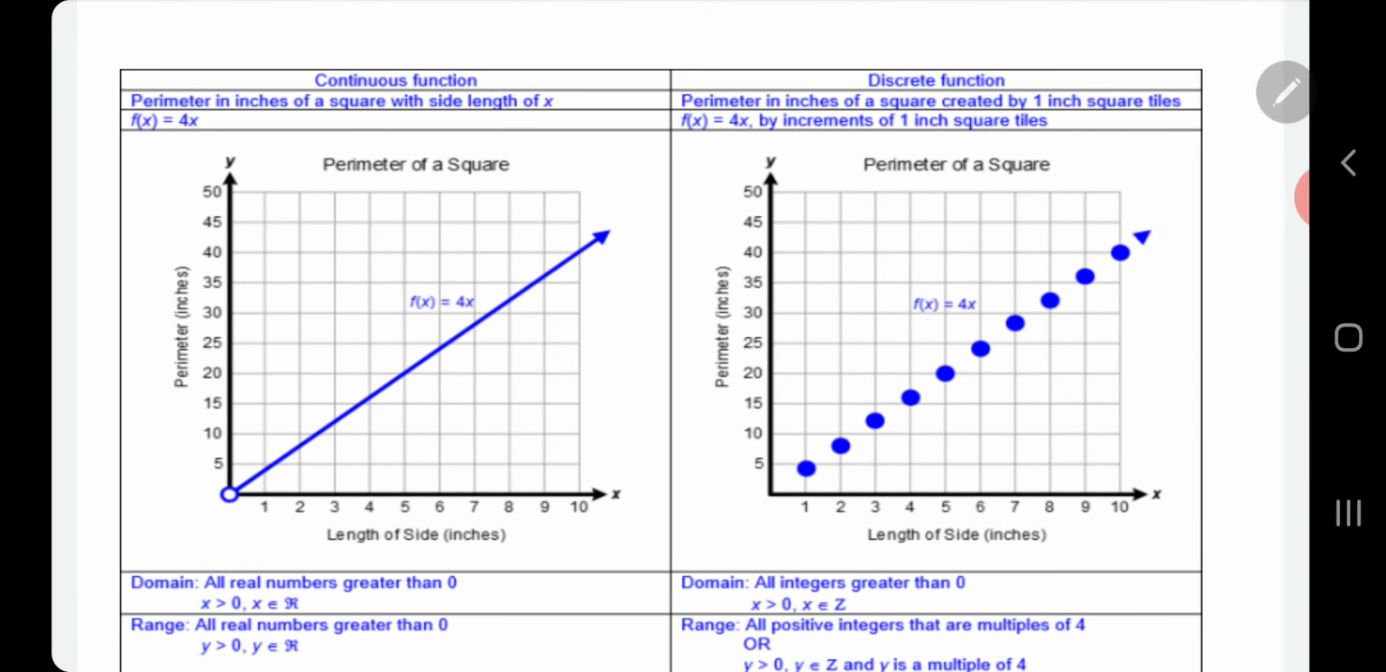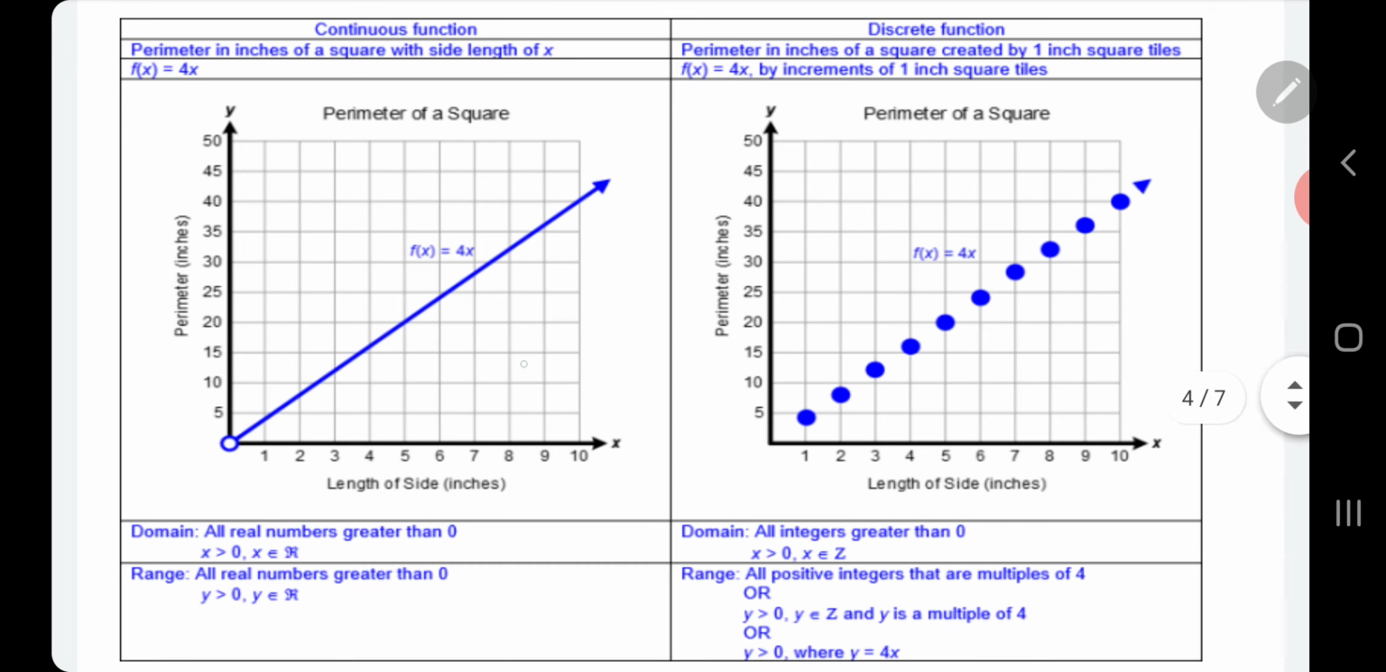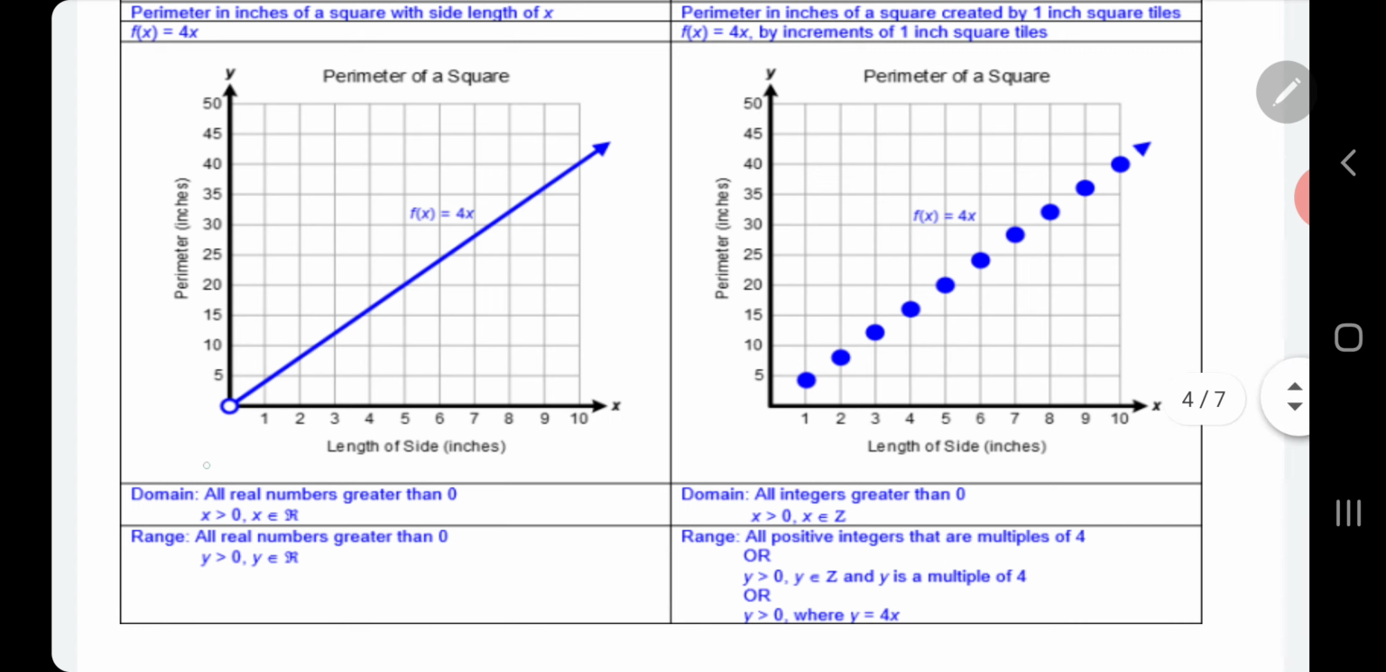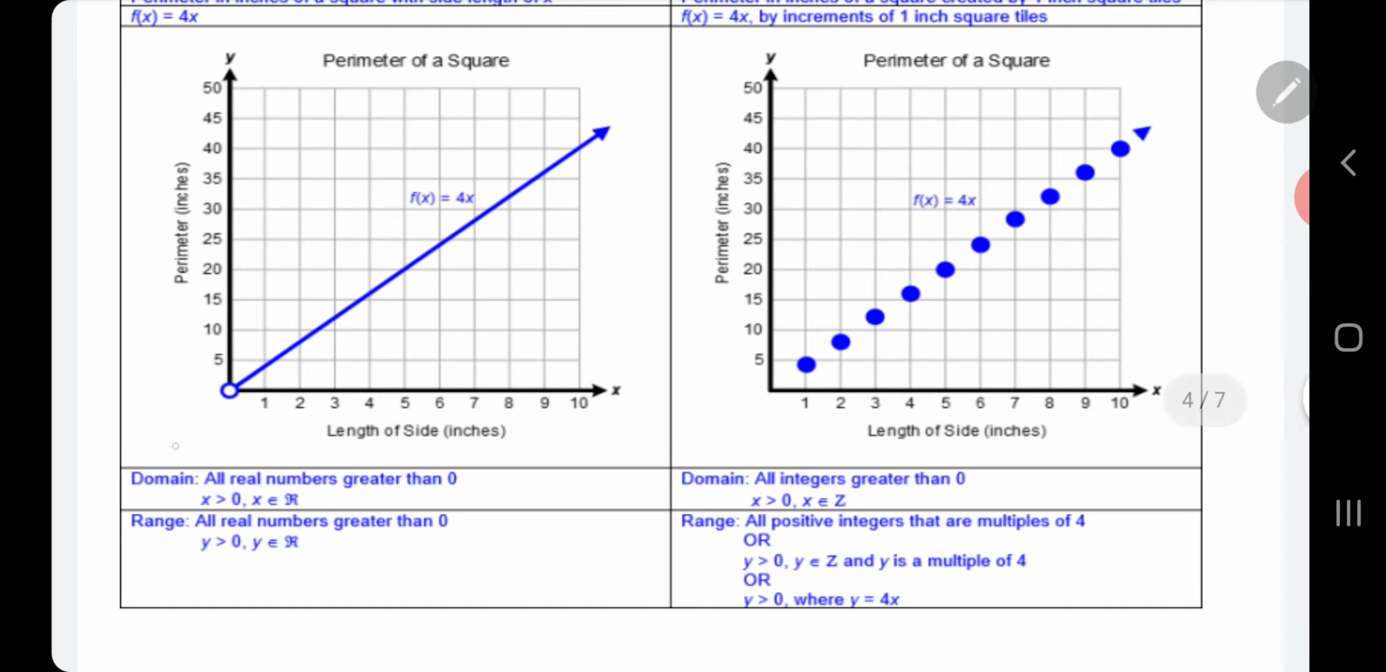All right, another continuous function. We got the function f of x equals 4x. And we see in our graph, as we go left to right, we're going up. And it doesn't seem like we can be 0, hence the open circle. But the domain is all real numbers greater than 0 because we continuously go forever and ever. We don't stop. But we have to have a perimeter, so we can't be 0. So domain is all real numbers greater than 0. So x is greater than 0.